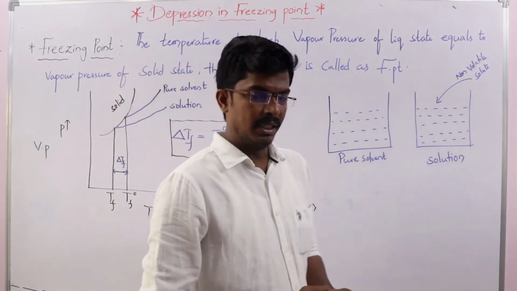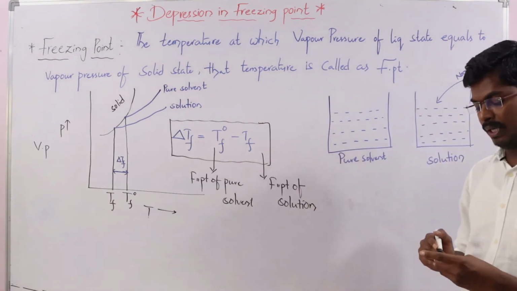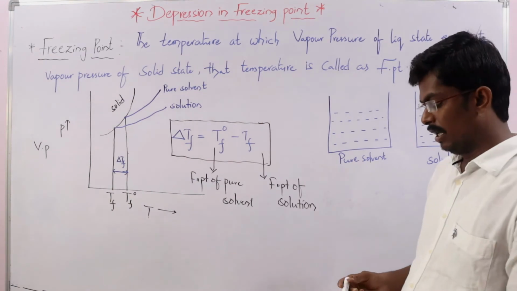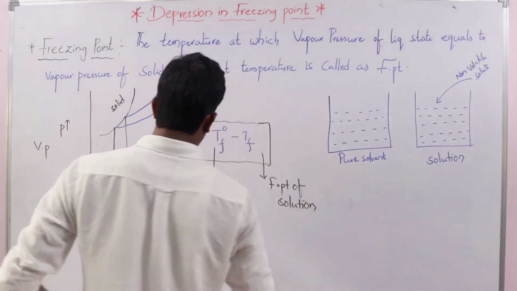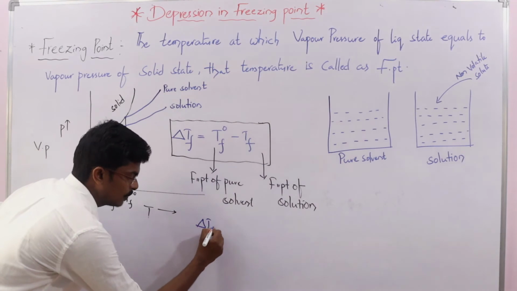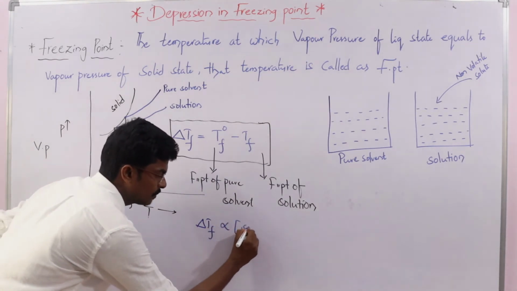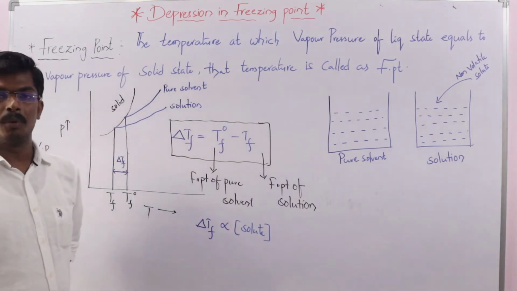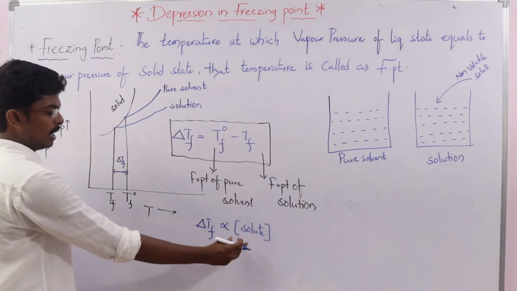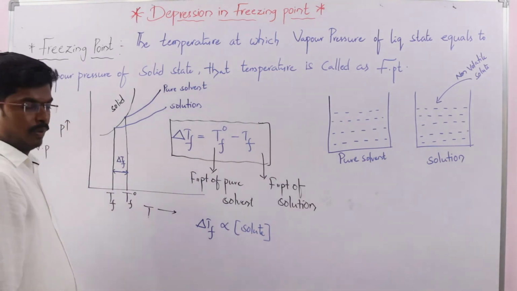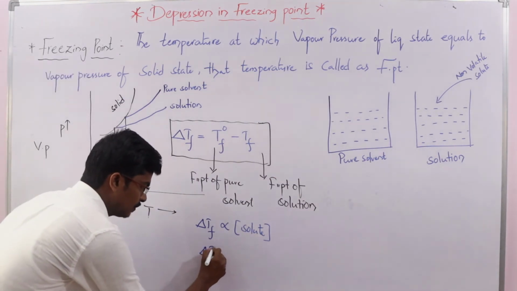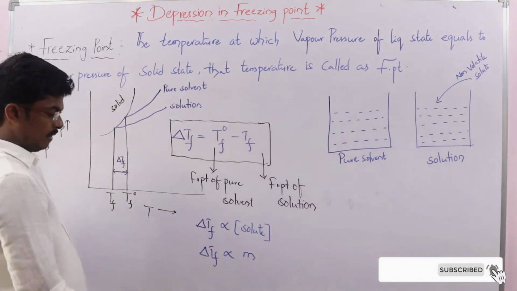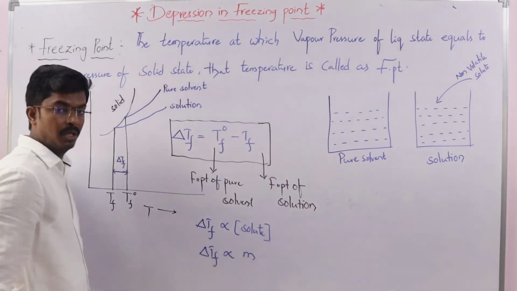And you know that these colligative properties majorly depend on the number of solute particles. So ΔTf is directly proportional to the concentration of solute. Usually we express the concentration of solute in terms of molality.